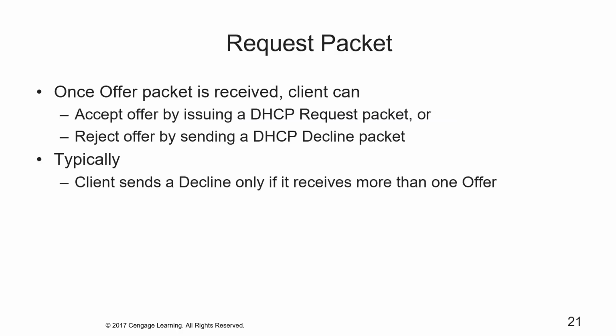Once the offer packet is received, the client can either accept the offer by issuing a DHCP request packet or reject the offer by sending a DHCP decline packet. Typically, a client sends a decline only if it receives more than one offer. For example, if there's more than one DHCP server, as we discussed early on in this video on the subnet, the client's only going to respond to one, and it's going to respond to that one with a request, usually to the first offer it received, and decline to the second and third and any of their subsequent offers it receives.